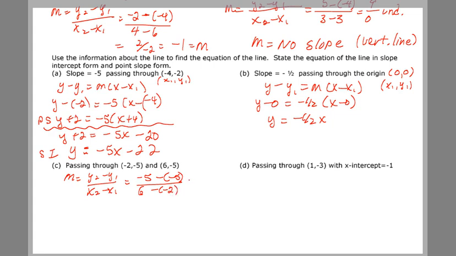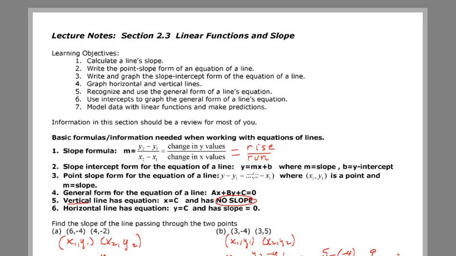Well, negative 5 minus a negative 5 gives me negative 5 plus 5, which is actually 0. Now this 0 in the numerator is okay. It gives us a value of 0. So what I have here is a slope equal to 0. I want to find the equation of the line. So let's back up here. If it has a slope of 0, it's a horizontal line.